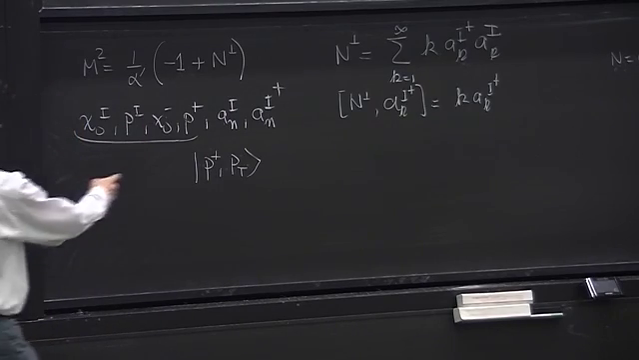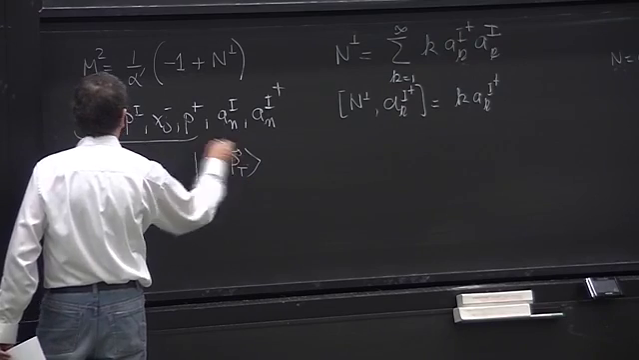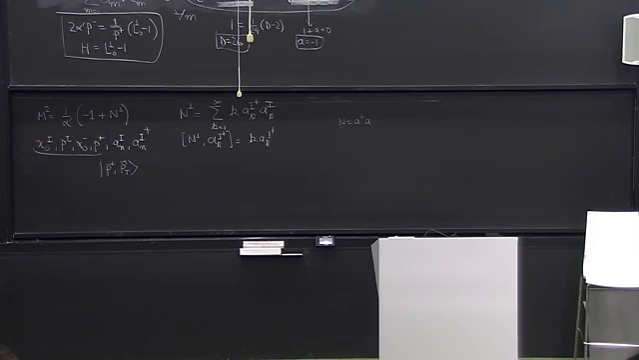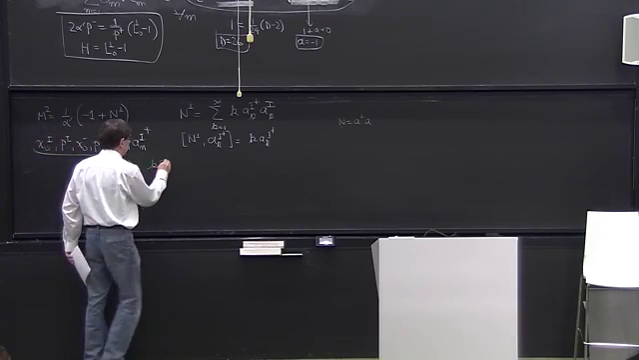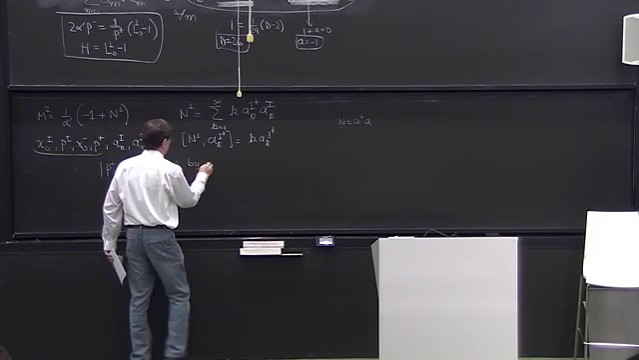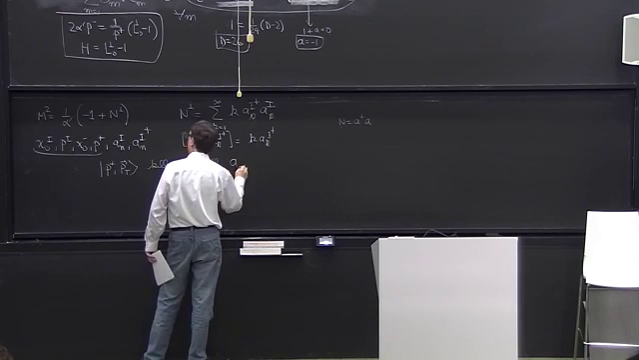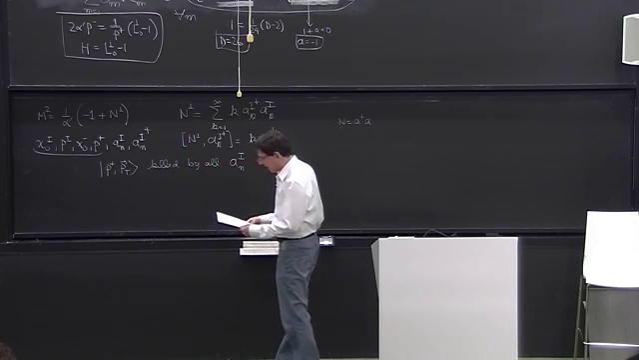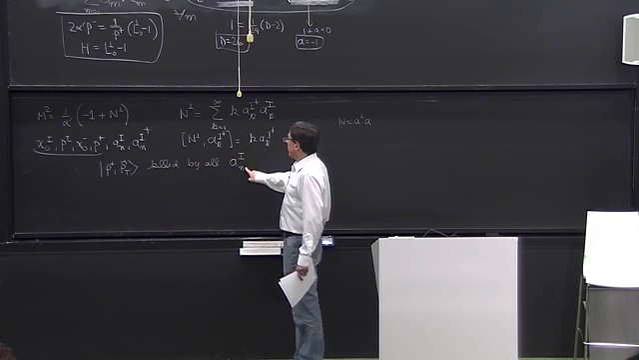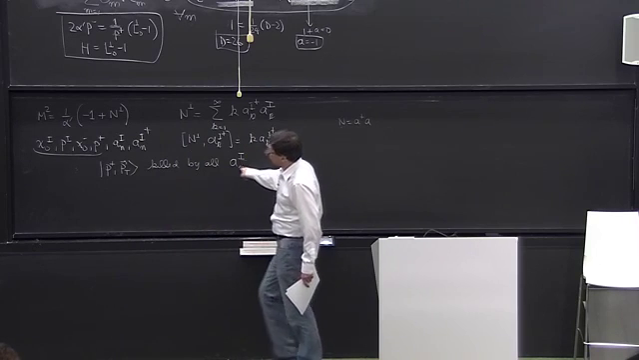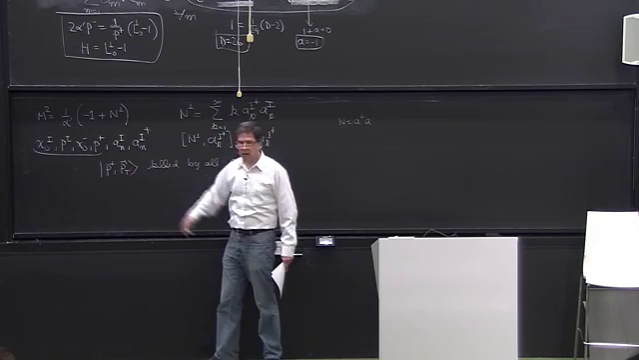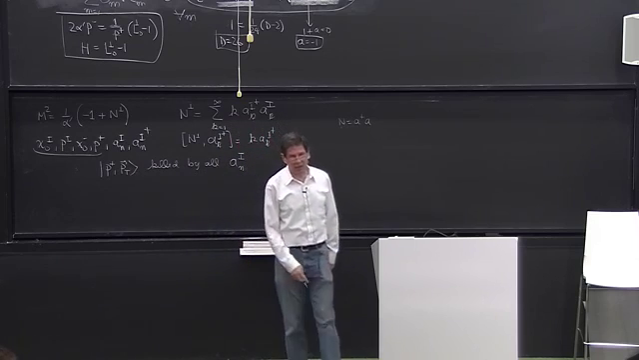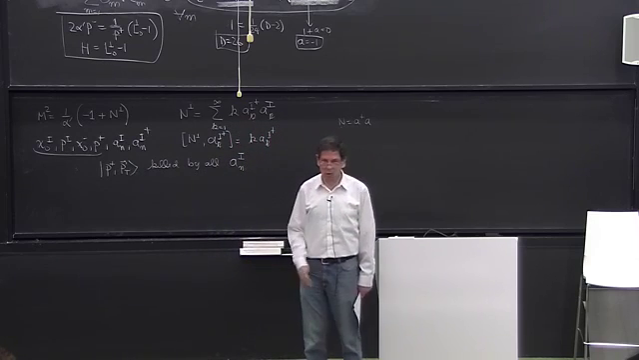P transverse is the collection of P_i's. And moreover, it is killed by all the a_n^i's. All the annihilation operators kill it. Remember, the a_n's are annihilation operators. So this is like a ground state of all the harmonic oscillators of every single mode.